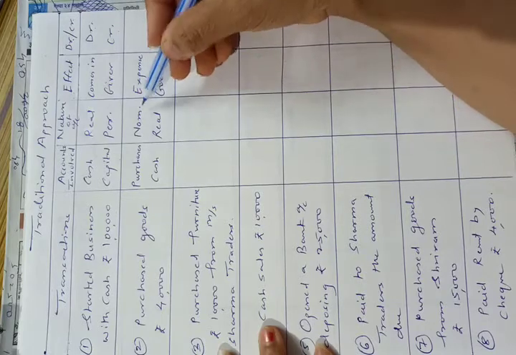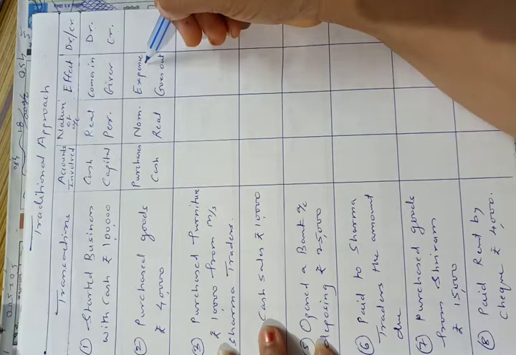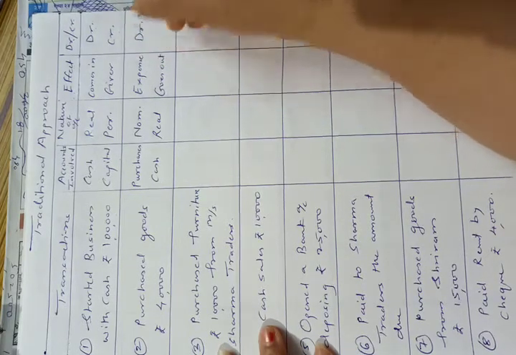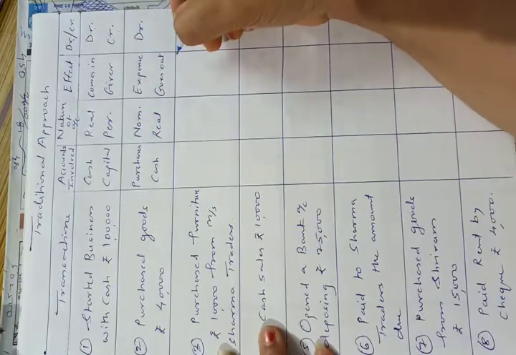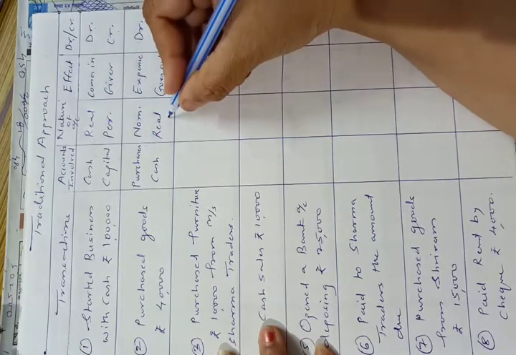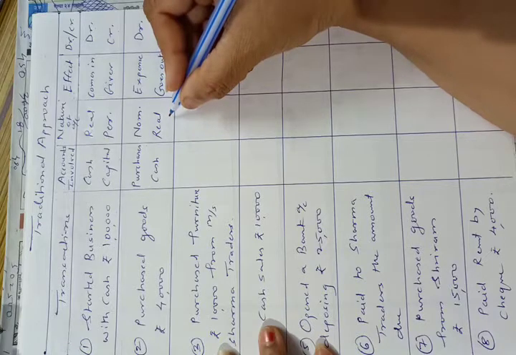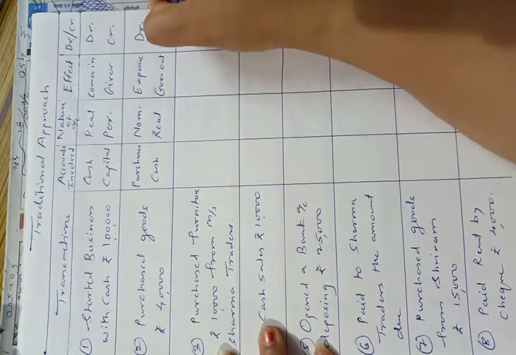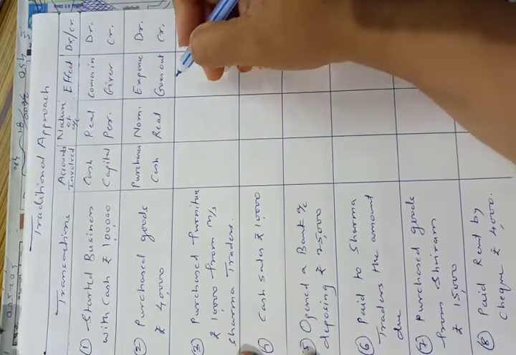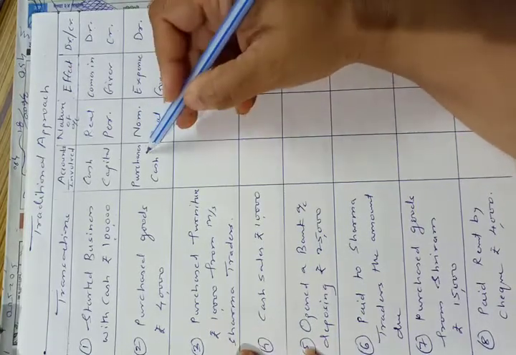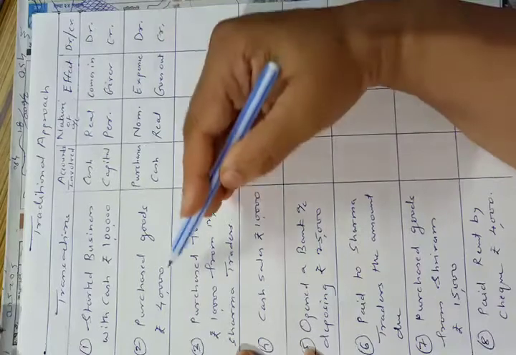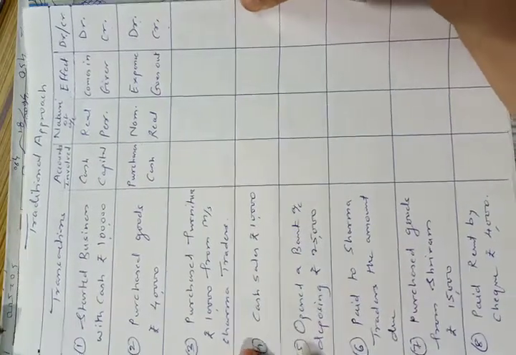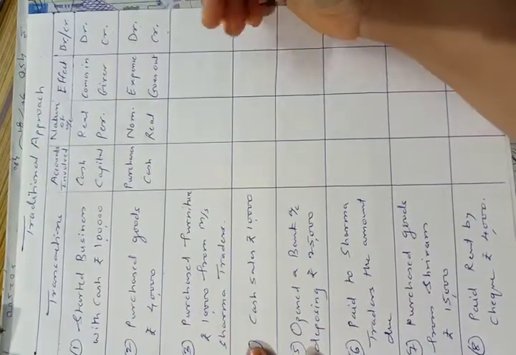Now rule of nominal account. The rule says that debit all expenses and losses, so purchases account will be debited. And rule of real account says that debit what comes in, credit what goes out. Here cash goes out, so cash account will be credited. So in this transaction, purchases account will be debited by rupees 40,000 and cash account will be credited by rupees 40,000. Okay. Now the next transaction.